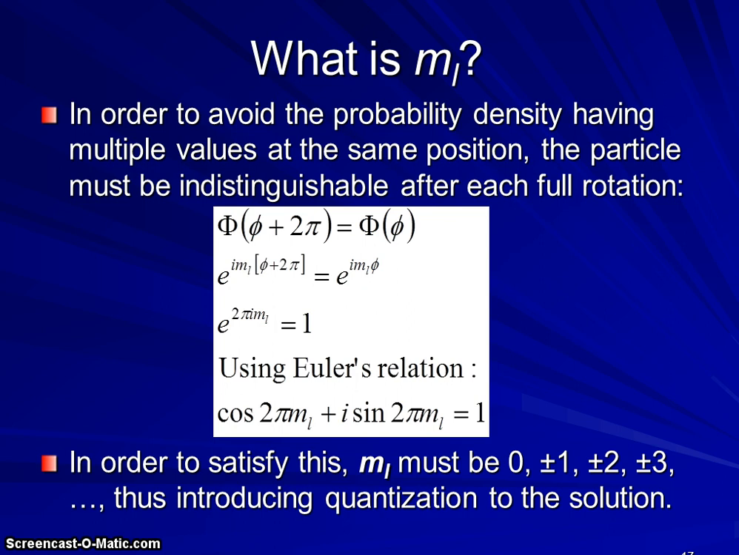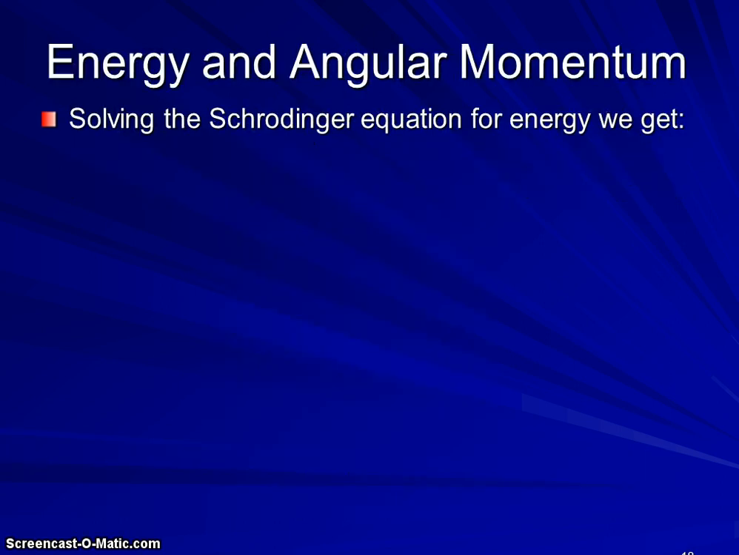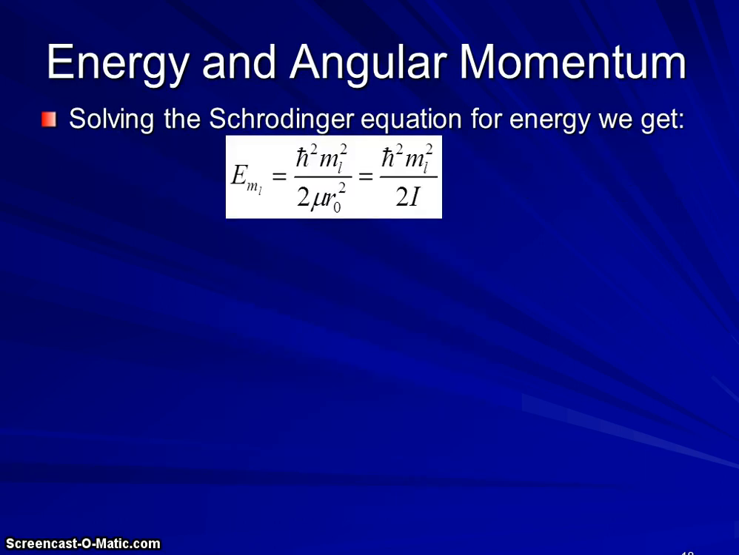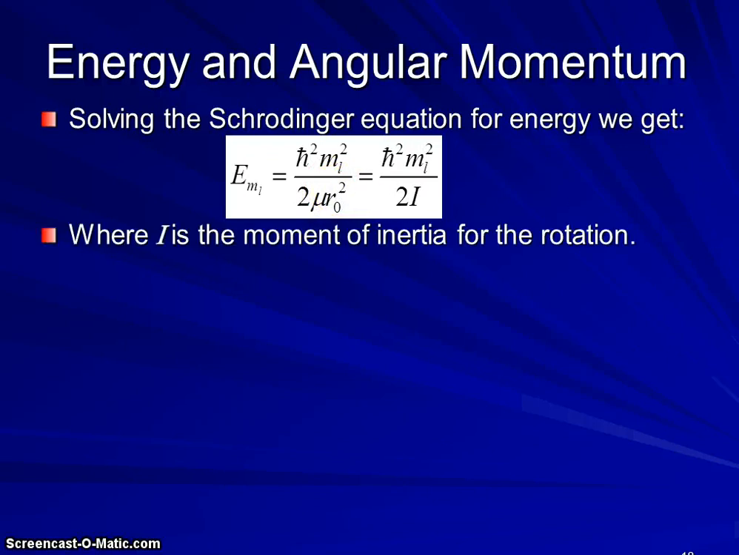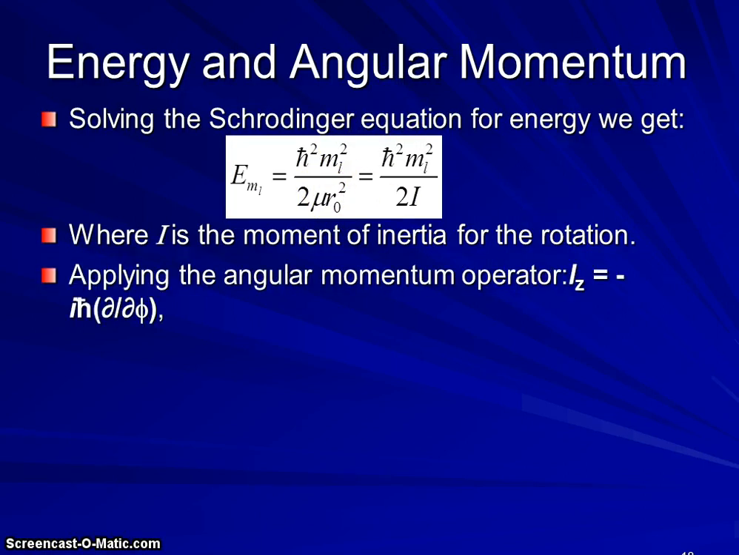Now, if we apply the Hamiltonian operator to this system, we get an energy that's equal to h bar squared times m sub L squared over 2 times reduced mass times the bond distance squared. And we can look at reduced mass times r squared as the moment of inertia for the rotation.